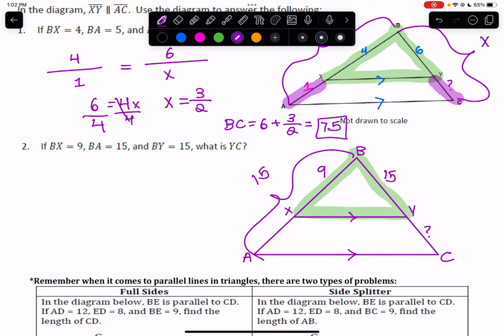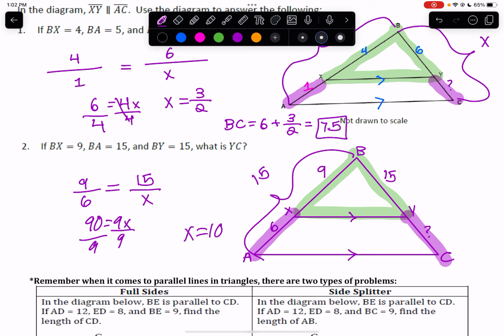Again, BA is the length of the entire side. So I would do 15 minus 9 to get the bottom portion, which is 6. That was the amount cut off. I'm looking for the other purple piece. So top is 9, cut off is 6, top is 15, cut off is x. We're going to solve by cross multiplying. First we do 15 times 6, which is 90, equals 9x. And we can see that x is going to be equal to 10.